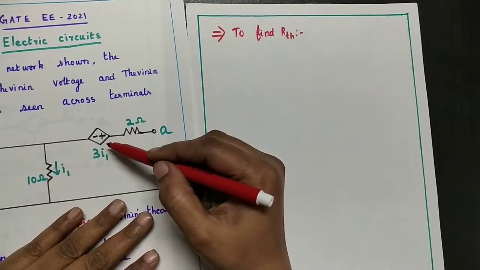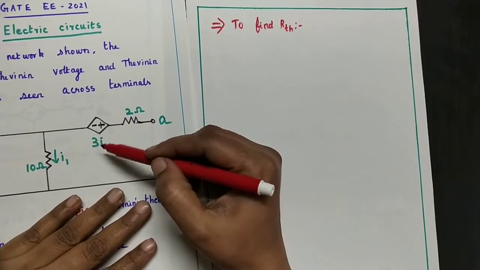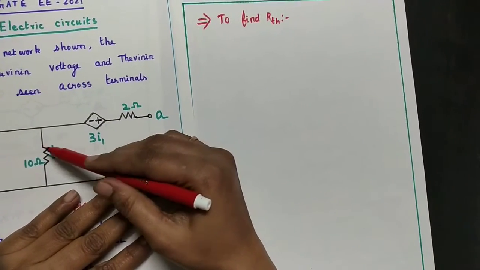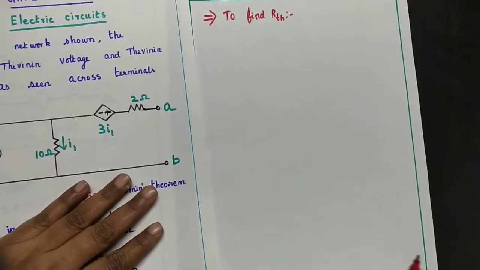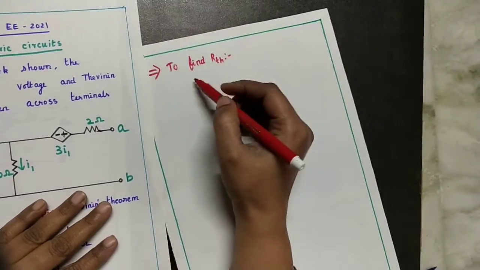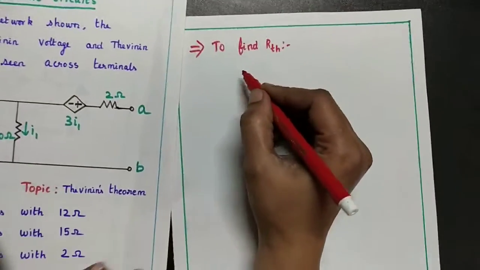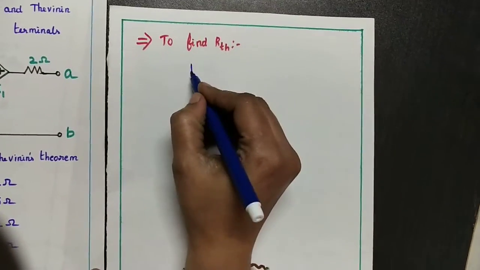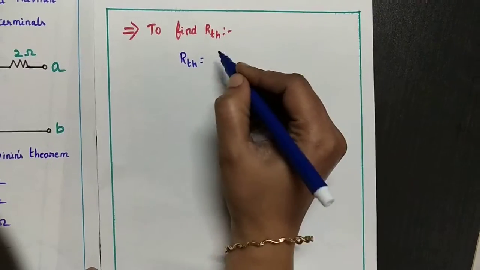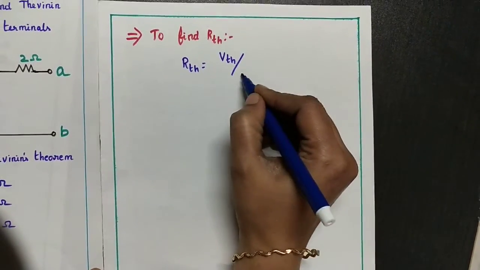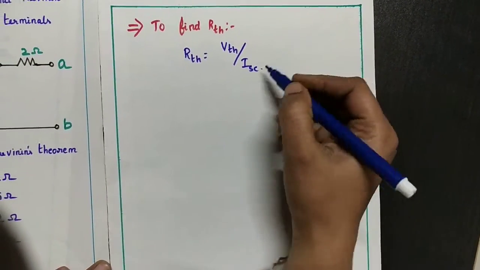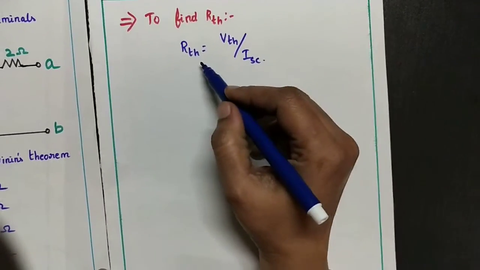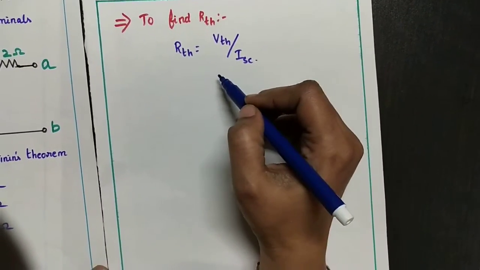But in the question they have given a dependent voltage source. So it depends on the current I1 which is passing through 10 ohms. So we cannot use that method. We have to use this formula, that is RTH equal to VTH by short circuit current. So we have to use this formula to find the Thevenin's impedance.